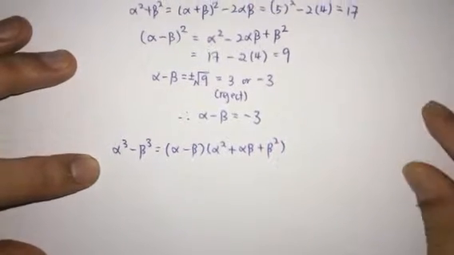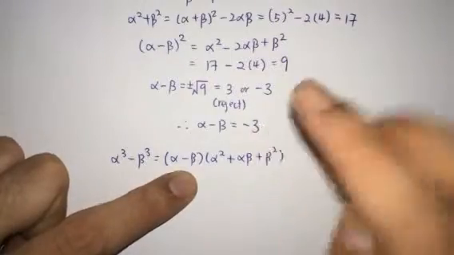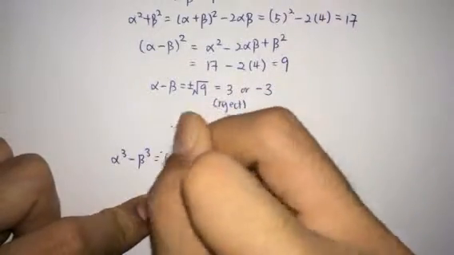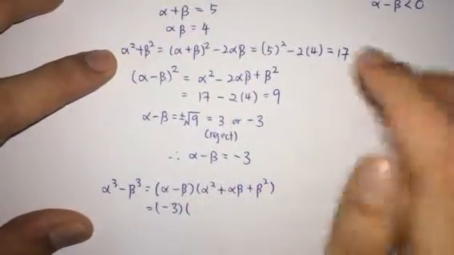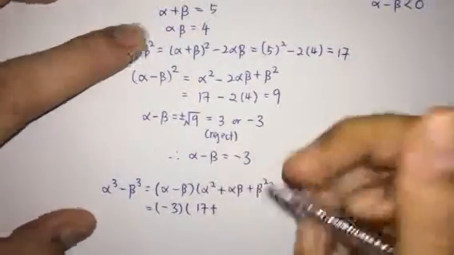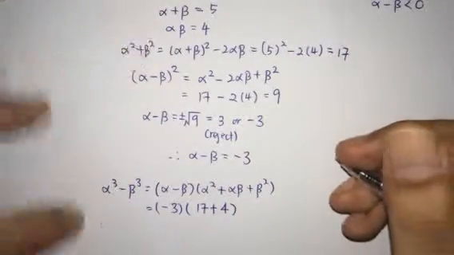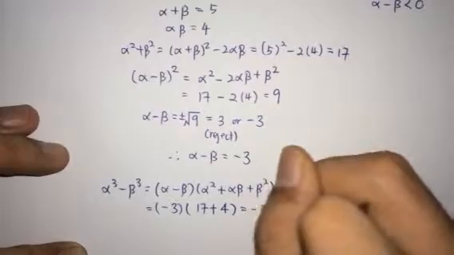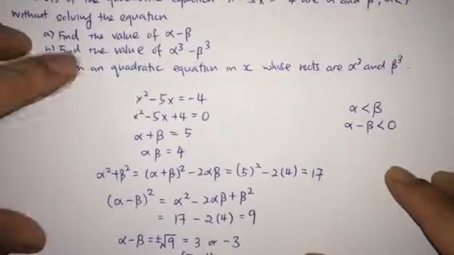Once we factorize, you can see clearly that alpha minus beta is what we found previously, which is minus 3. Alpha square plus beta square will be 17. And alpha beta will be 4. Calculating this, we will have negative 63. And this will answer my question in part B.